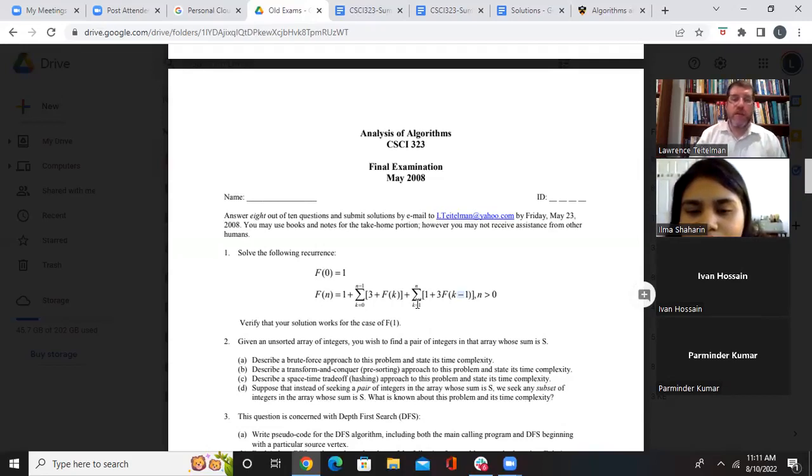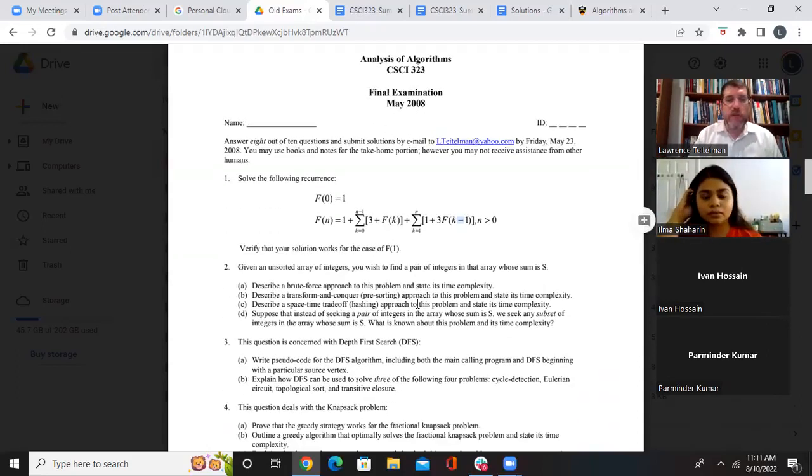But anyway, don't worry about that, because I'm telling you the recurrence will be very similar to the one that we did at the beginning of today's class. Not like this. Let's see what else we have here. Given an unsorted array of integers, you want to find a pair of integers in that array whose sum is s. Okay, this looks fun.